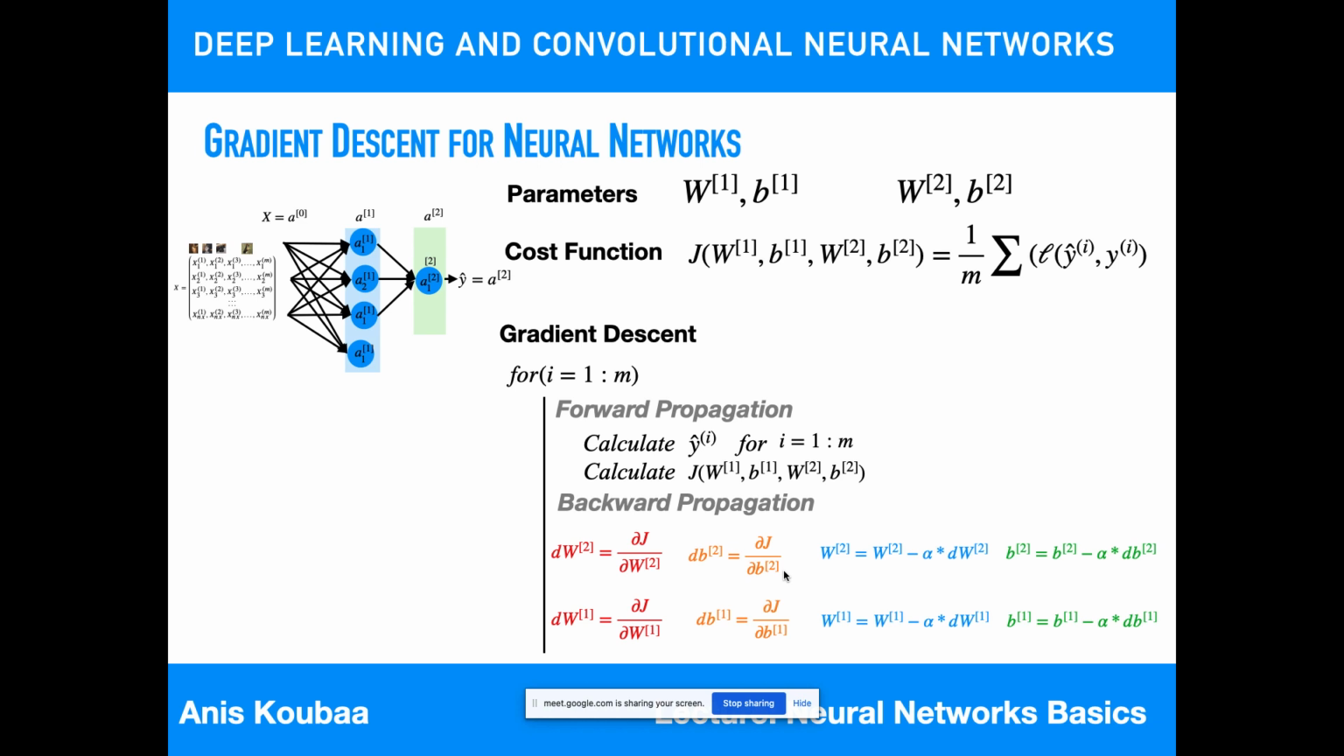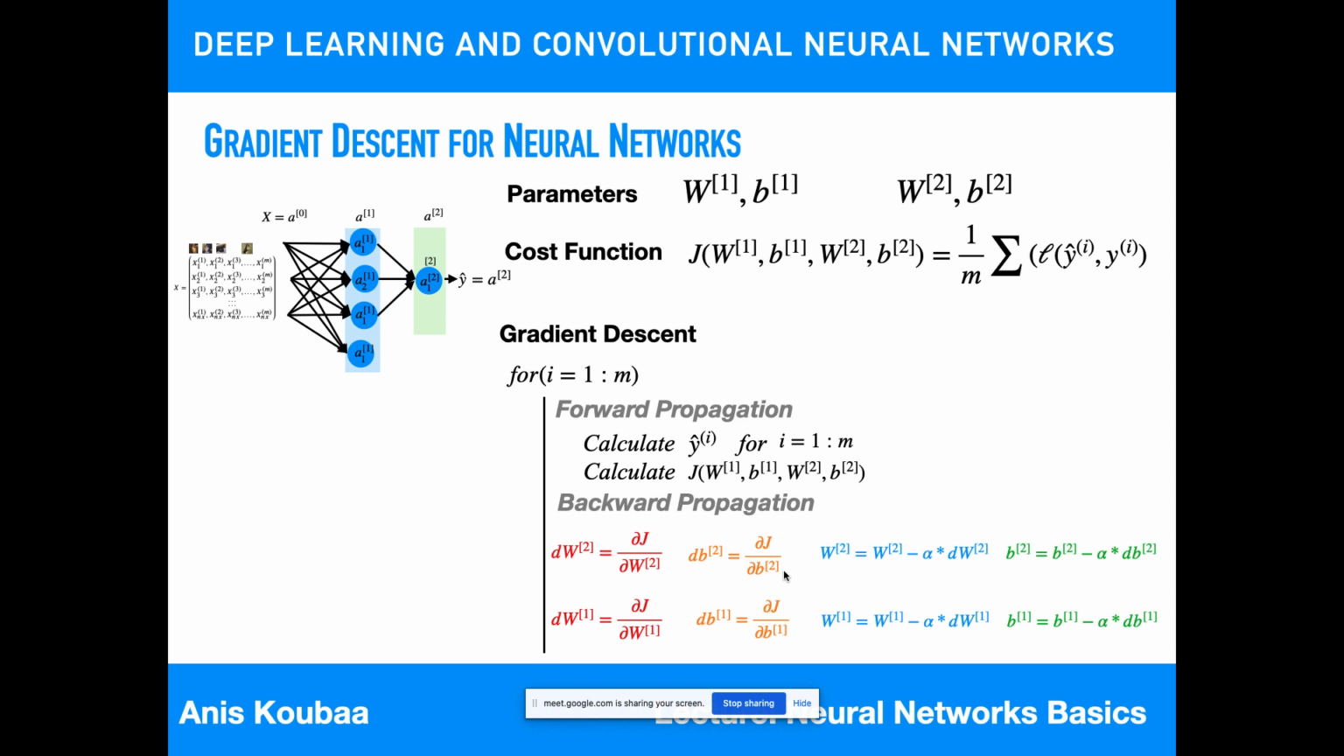Any question here? Yes, just a simple question. In the second layer, we use a sigmoid function, right? Yes, usually. And what do we use in the first layer?